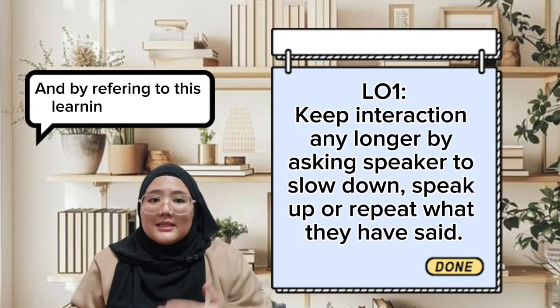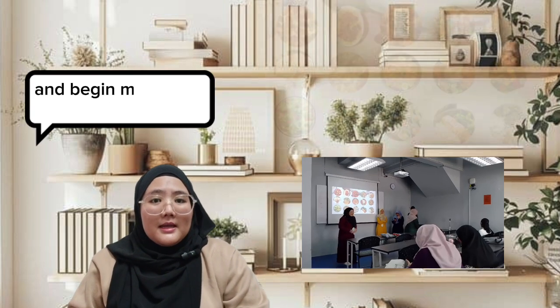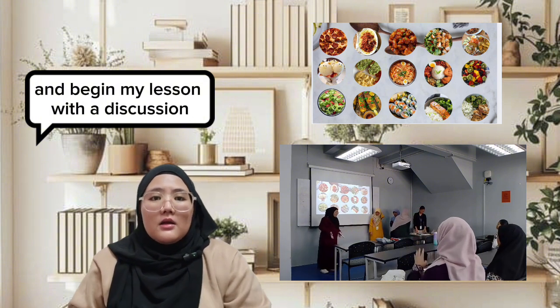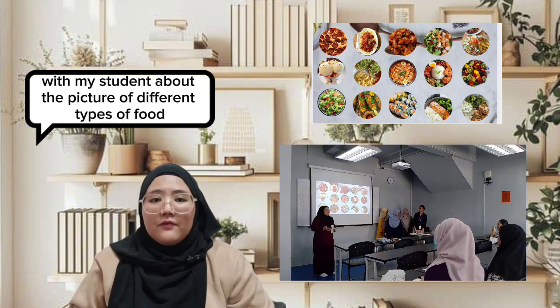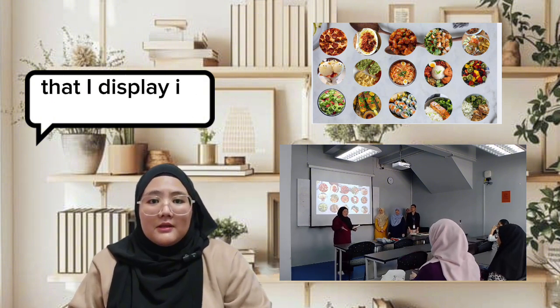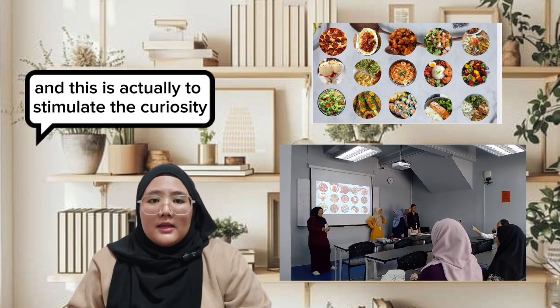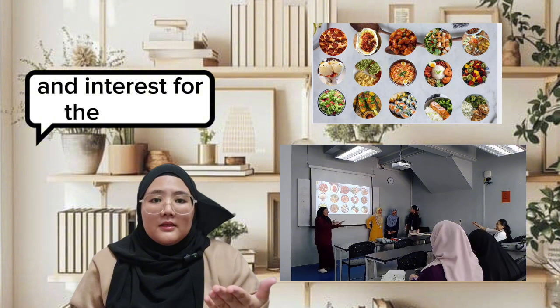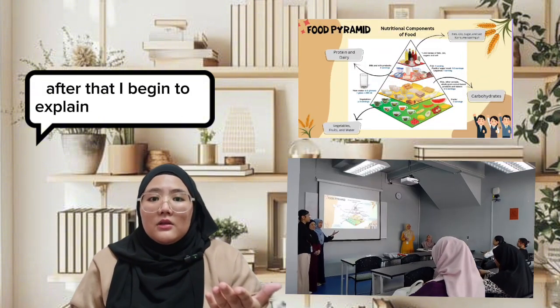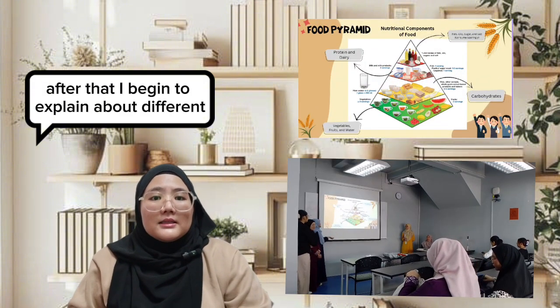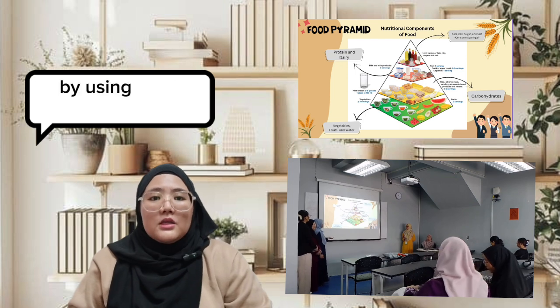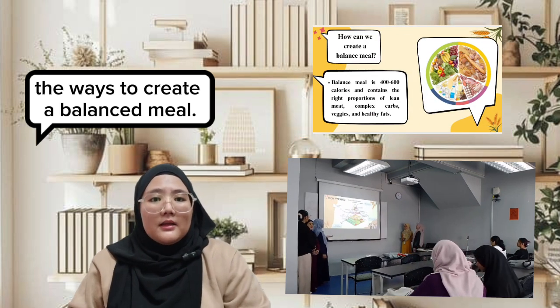By referring to this learning objective, I began my lesson with a discussion with my students about the pictures of different types of food that I displayed in front of the class. This is to stimulate their curiosity and interest for the lesson. After that, I began to explain about different types of nutrients in food by using the food pyramid and included the ways to create a balanced meal.